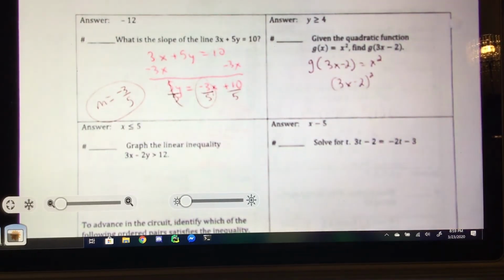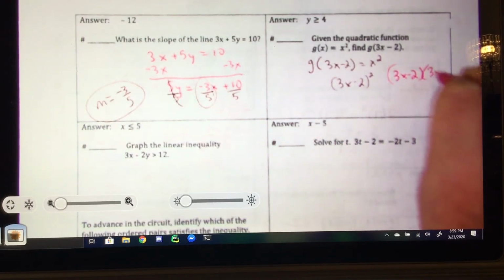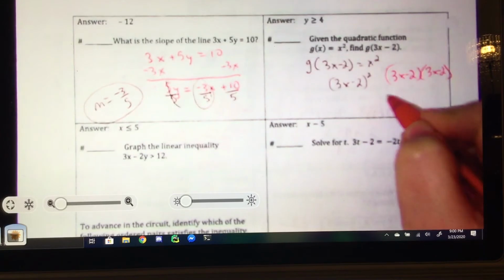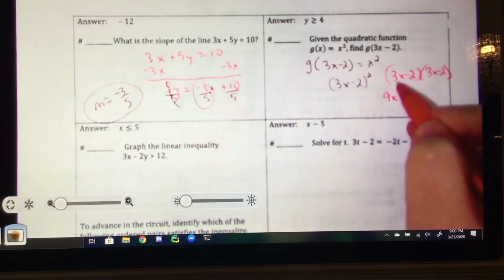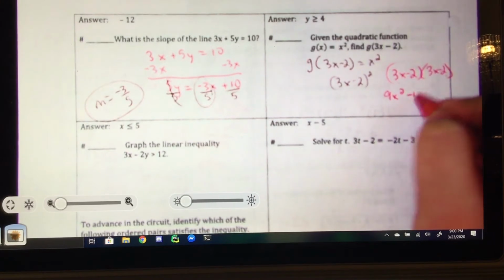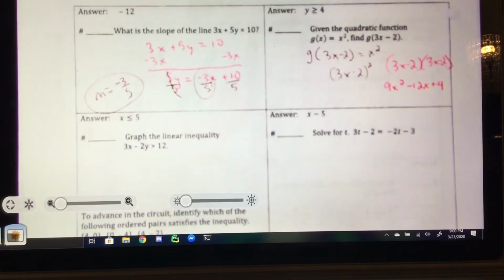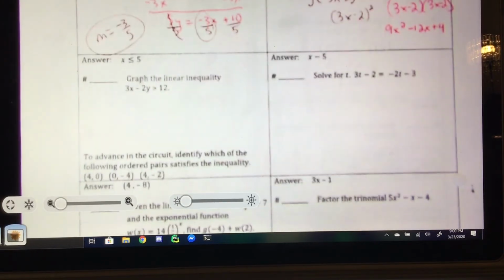And if I multiply those together, I'll do it over here in a different color. So 3x minus 2 times 3x minus 2, I'd get 9x squared. See, multiply the outsides. Minus 6x minus 6x, so minus 12x plus 4. And there's your answer. The next one, go ahead and scroll up a little bit.